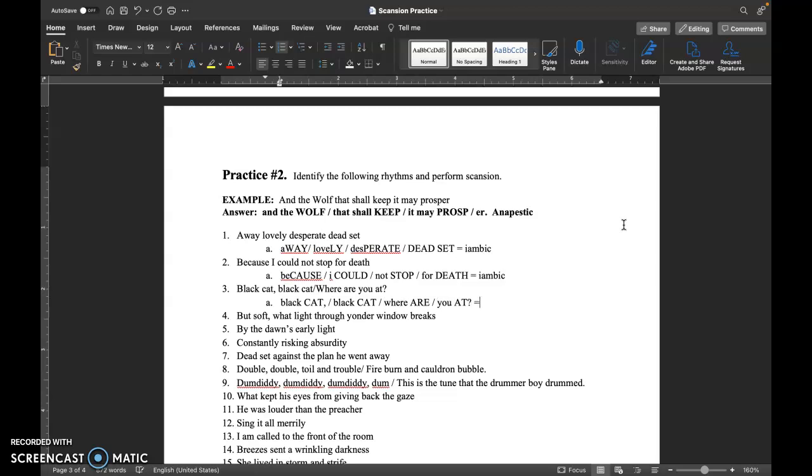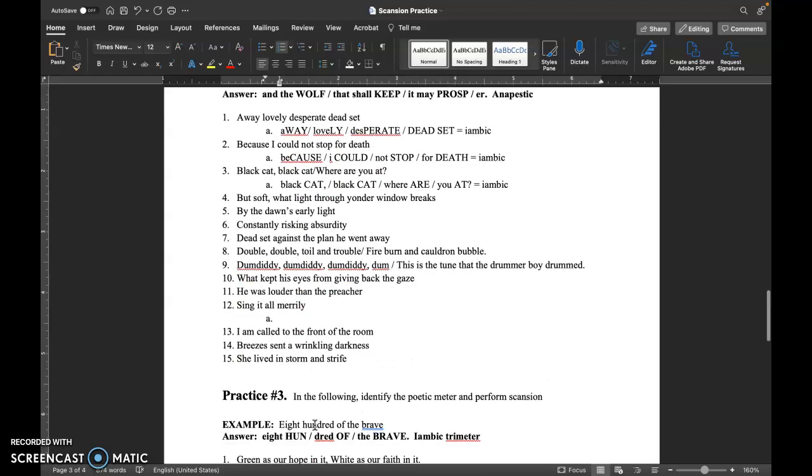And sorry, it is again iambic. Just kind of happened that way. I actually alphabetized this, so that's the way it works. Let me just randomly pick one and hopefully it will not be the same. Let's do this one. Let's do number 12. Sing it all merrily.